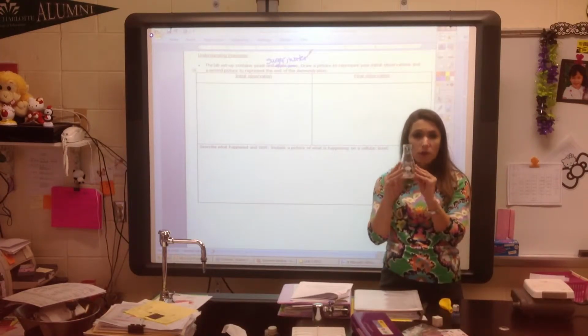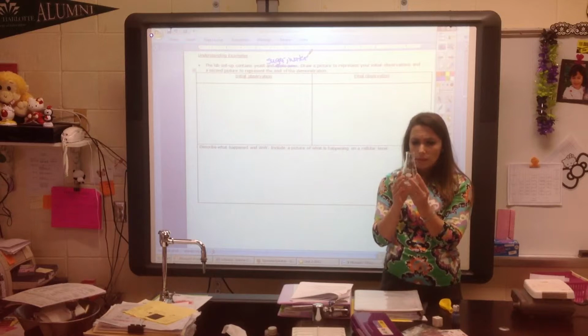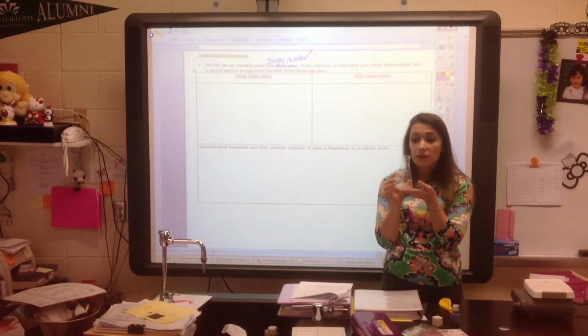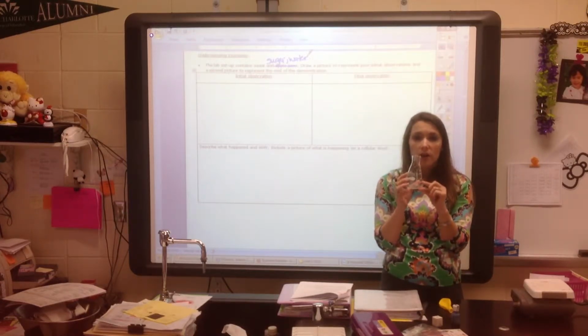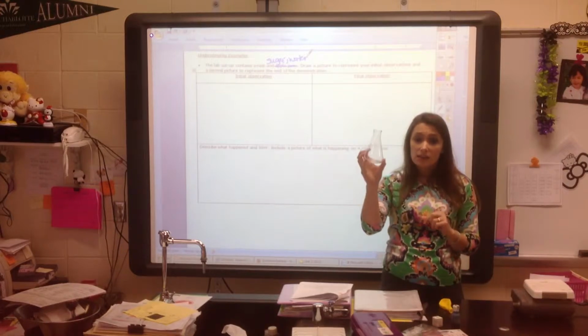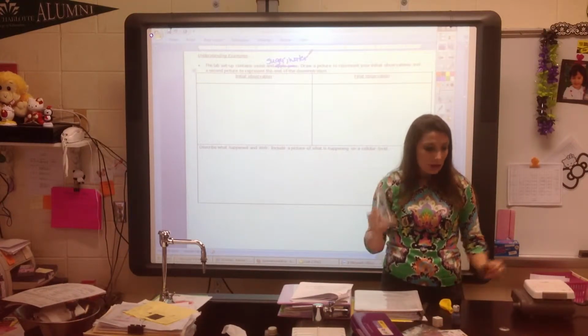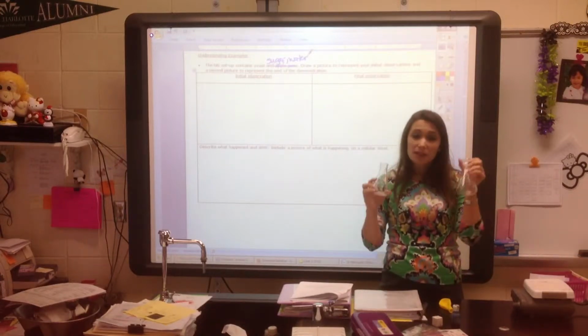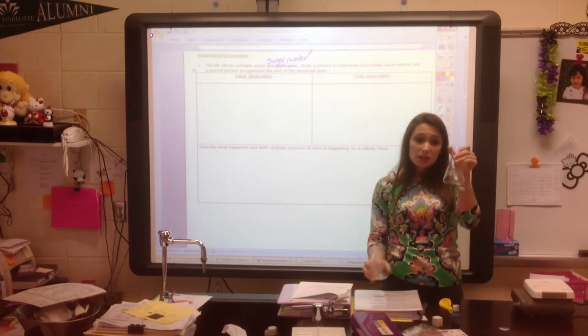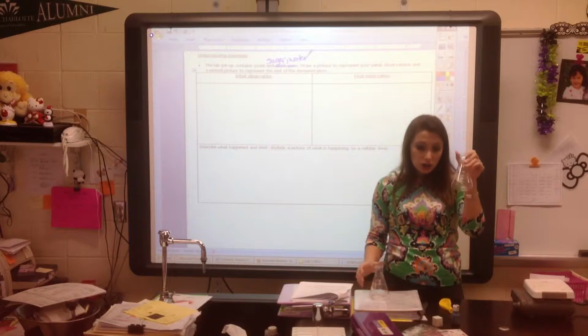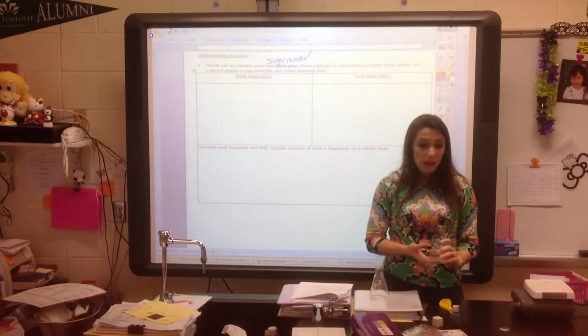This is called an Erlenmeyer flask. And what's going to happen is that you're going to fill it up with a certain amount of water, and then you're going to add yeast to one of them. And so there's a bag that's labeled just yeast. The other, you're going to fill up with the same amount of water, but this one you're going to add yeast and sugar. Now here's where we have to be careful.